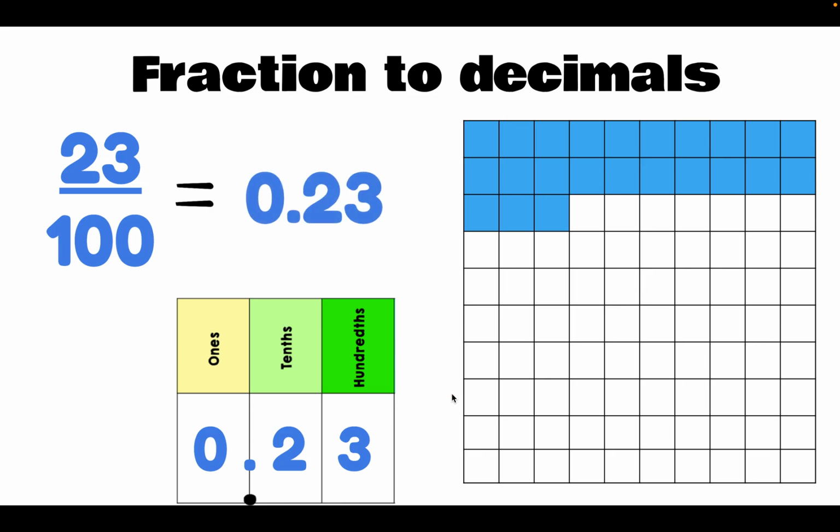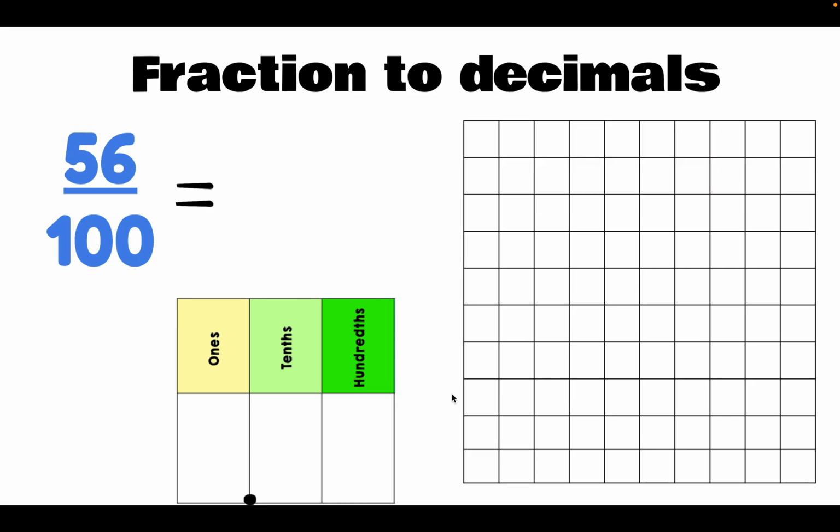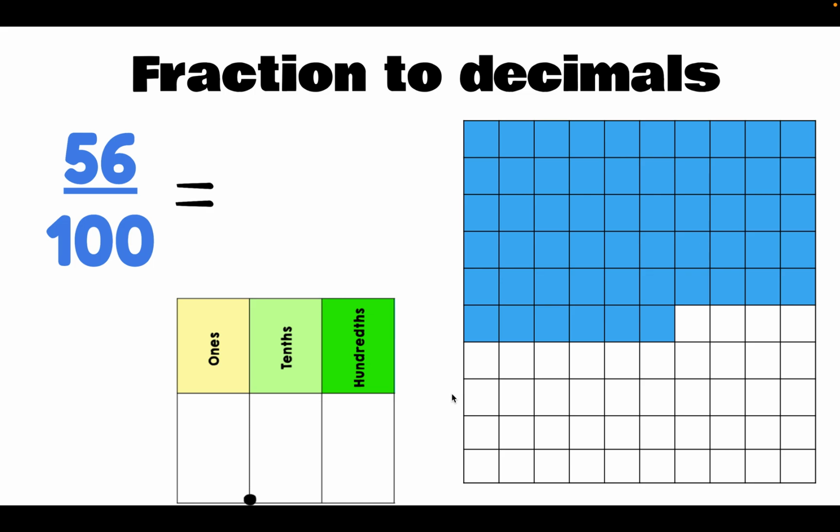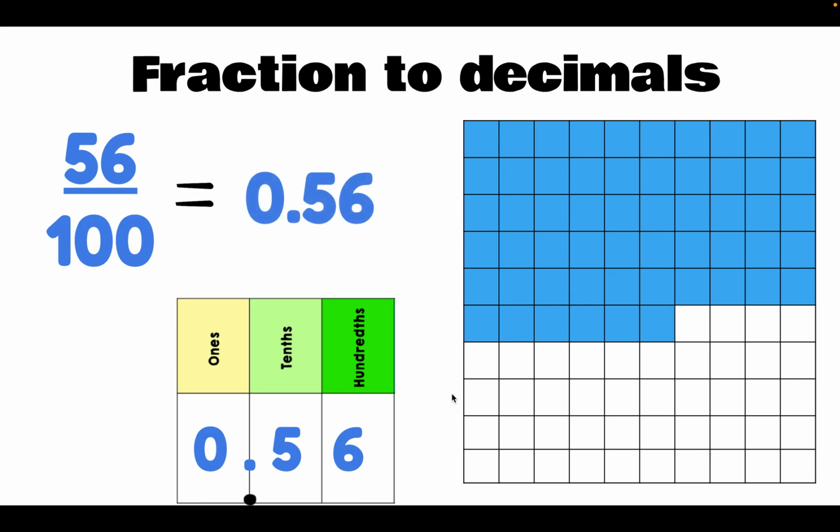Let's try this again. We have 56 hundredths, and our grid's divided into 100, so we're going to shade in 56 of these hundreds. Now, we have 5 whole tenths, and then we have 6 hundredths. So in our place value chart, it is 56 hundredths. Our decimal would be written just like that.